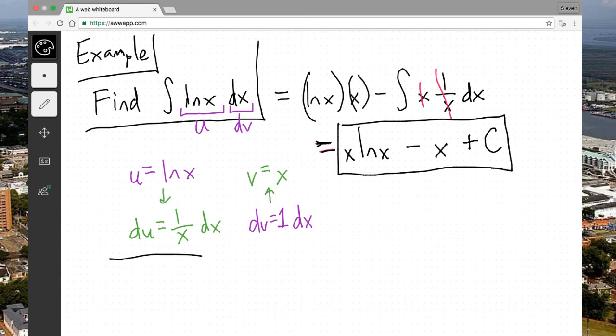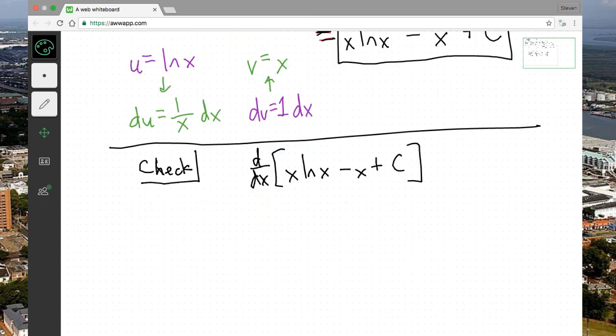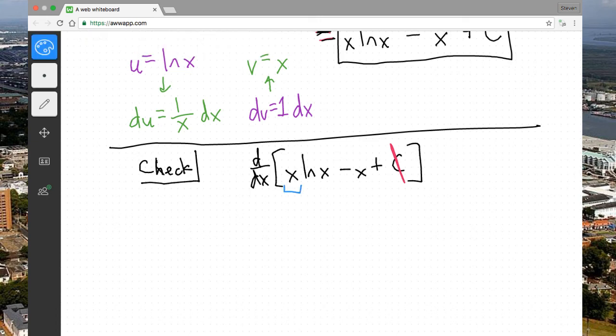And since that's such a short problem, let's check our work. You can always check your work after an integration problem if you have time to see that you did the correct thing. And if I take the derivative of x natural log x minus x plus c, of course, the constant goes away because it's by itself and we're taking the derivative. And we'll have to use a product rule. And if you ever check an integration by parts problem, you'll be using the product rule to check it because integration by parts is the opposite of the product rule.